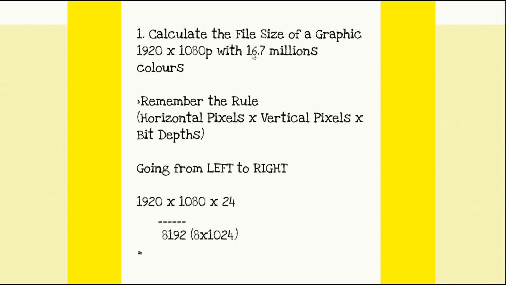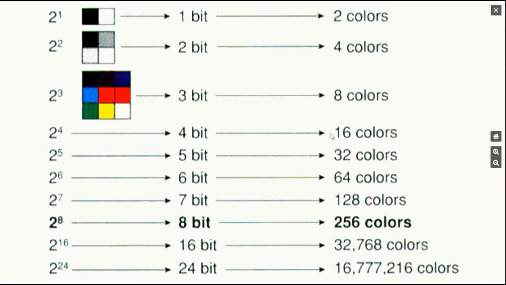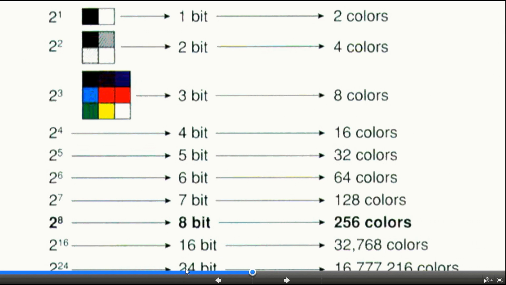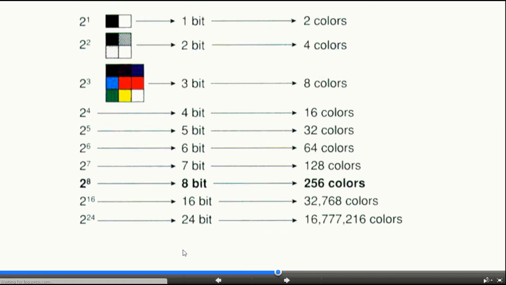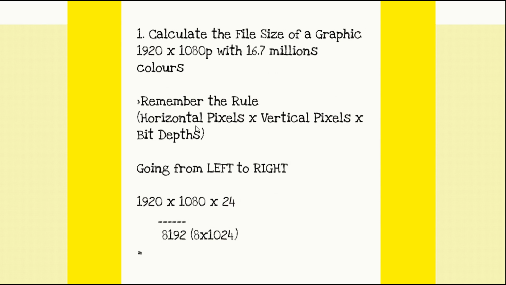Now, since it's 16.7 million colors, we have to go to the chart. So 16.7 million colors, let's look for that, and it's over there. That stupid thing's popping up. My mouse won't let me point to it. Anyway, you should see it there. So that's going to be 24-bit. Alright, so let's go back to the equation. Remember it's 24 because that's under the category of 16.7 million colors of that chart we're using.